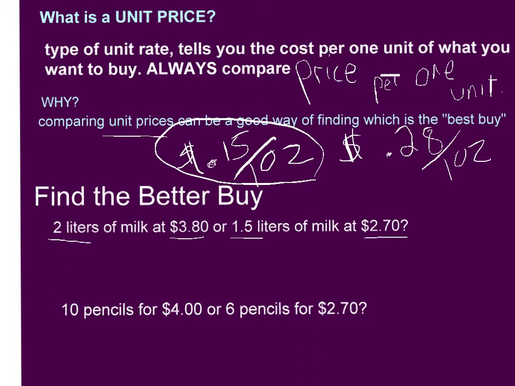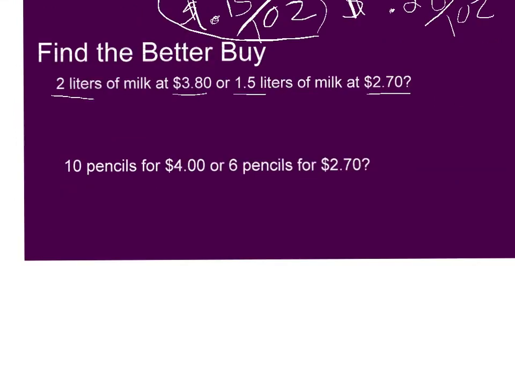So what we want to do is find out which one's cheaper per liter. So we're going to find the unit rate. The first thing we want to do is we always put the money on top. Money divided by the unit, okay, or your quantity, what you have. So we are going to do 380 divided by 2, and that's liters.